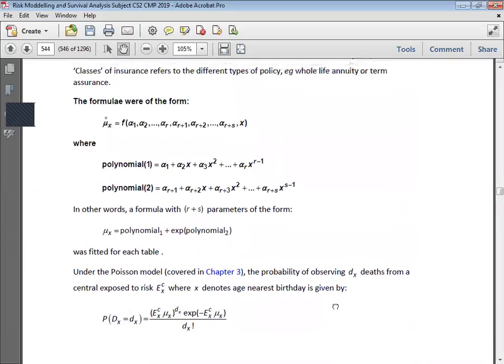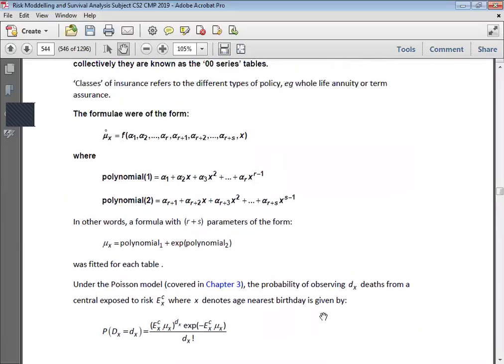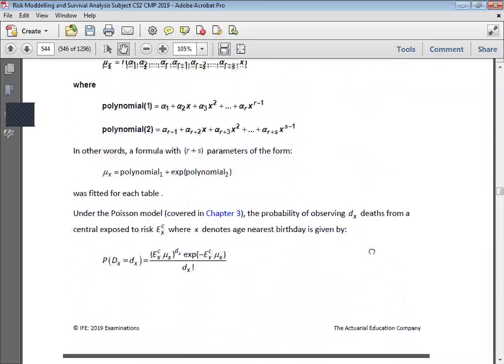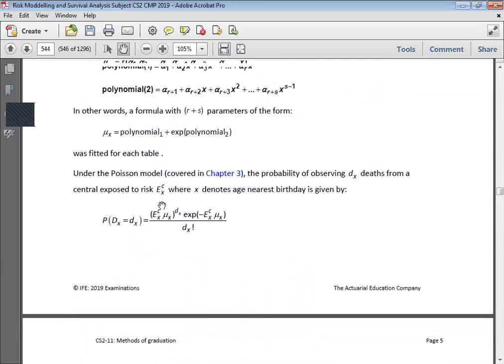But when it comes to figuring this out, you can also use a specific distribution. Let's say we assume that the number of deaths that we observe follows a Poisson distribution. You can choose a binomial distribution as well, and in that case, we won't be looking at central exposed to risk. We'll be using q x and E x, not the c in the superscript. So now let us say we're assuming a Poisson model, that is, the deaths we observe follow a Poisson model. So we can have something like this.